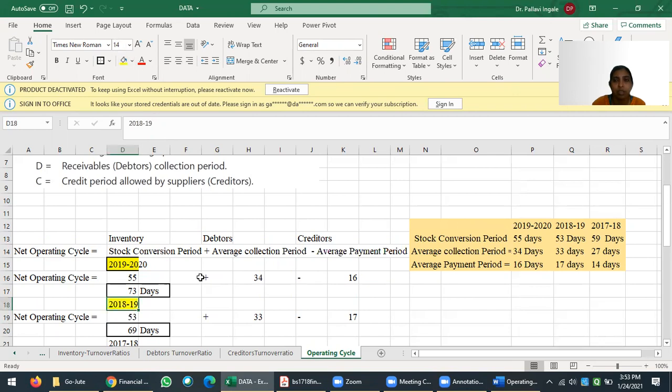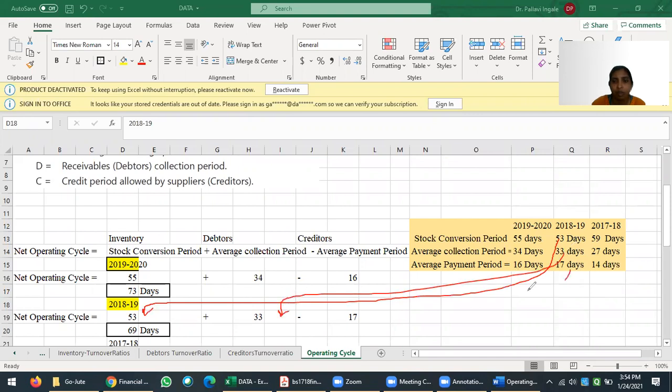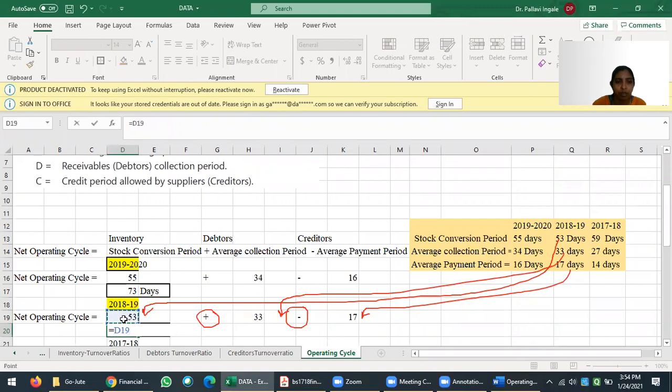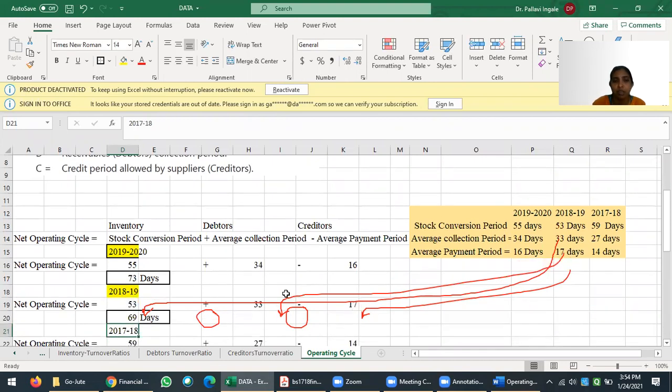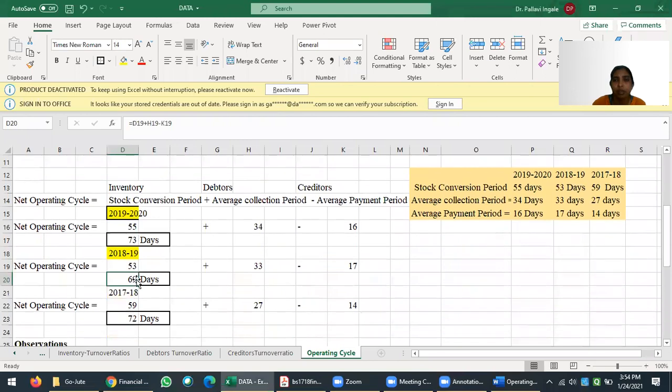Okay, next year is 2018-19, correct? So now I will do the same for you for the next year. Just follow the line. For 2018-19, how much is given? 53 for the conversion period, 33 for debtors, and creditors is 70. Okay, just the same plus and minus. So I am doing here in front of you, 53 plus 33 minus 70. So it becomes 16 days.